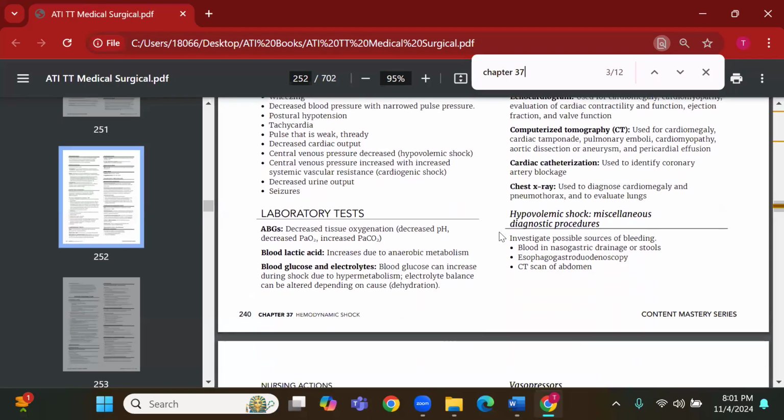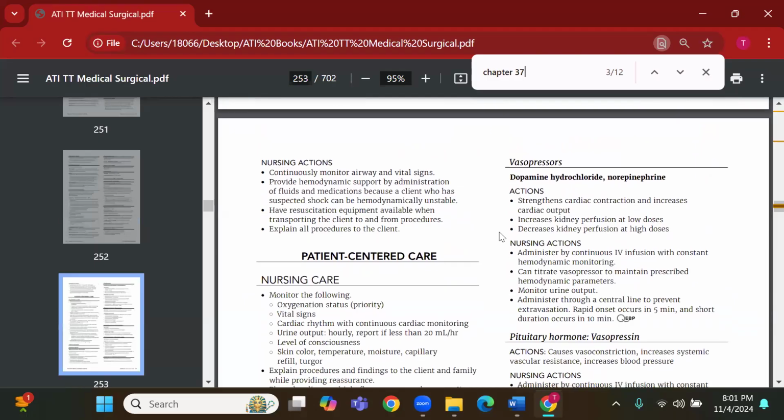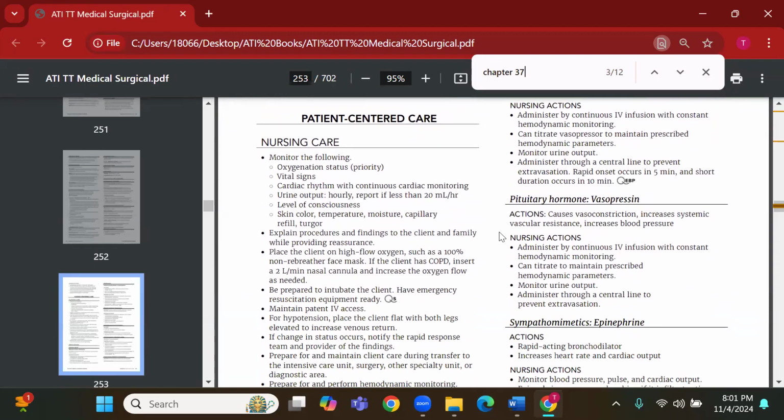Hemodynamic monitoring, hypovolemic shock. Let me go here. Let's just go to patient-centered care, okay? What are you going to monitor? So your patient's going into shock. Look at all the things we talked about.